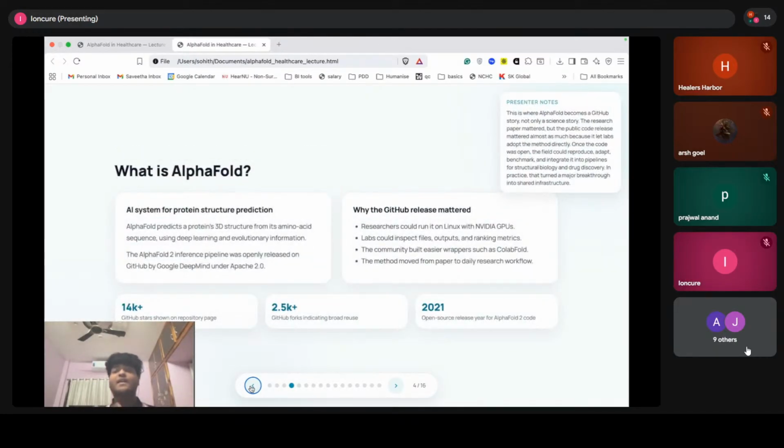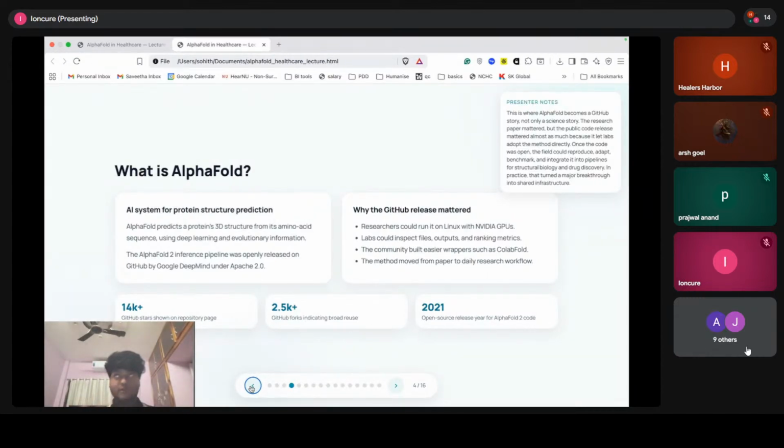So this is where AlphaFold becomes not just a random GitHub repo or something like that. It's not only a science story. The research paper has really mattered in this case, but the public code release mattered almost as much, because it lets labs adopt the method directly. Once the code was open, the field could reproduce, adapt, benchmark, and integrate it into pipelines of their structural biology or drug discovery work. In practice, this turned a major breakthrough into shared infrastructure.